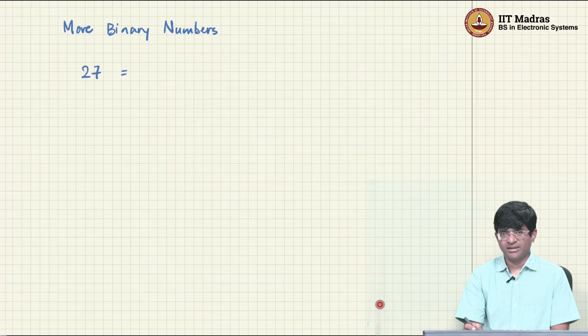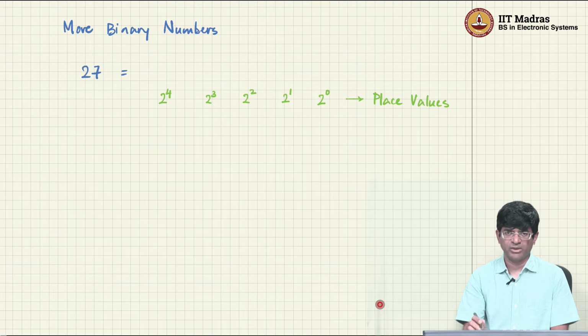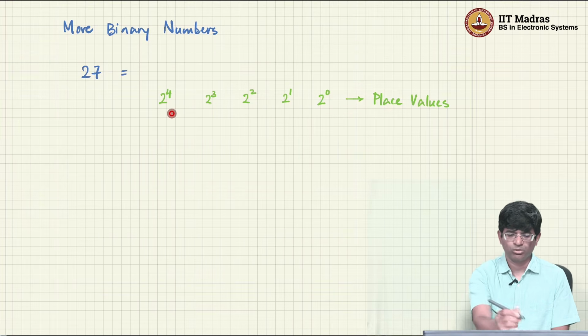Now 5 was easy, right? What about 27? Once again I am going to skip the decimal representation part and straight away go for place values in base 2. I am interested in these values: 2 power 0, 2 power 1, 2 power 2, 2 power 3, 2 power 4.